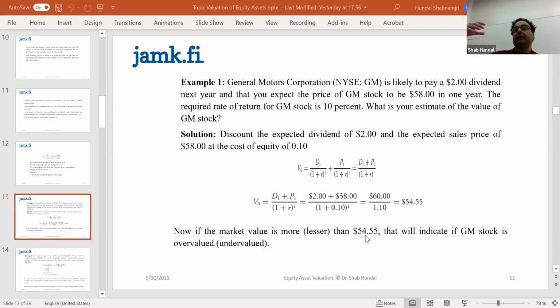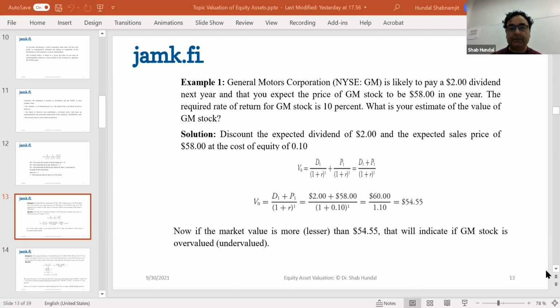But now, let's imagine that GM's price was actually 60. Then you could say that GM is overpriced. And if the market price was below it, then you could say that GM is underpriced. So depending upon that, we need two things to compare. That is very important.